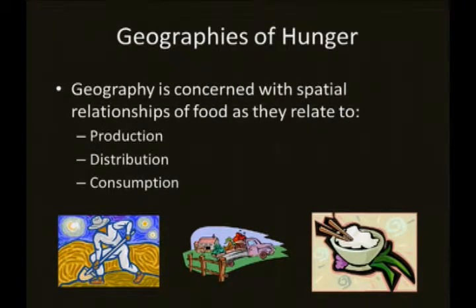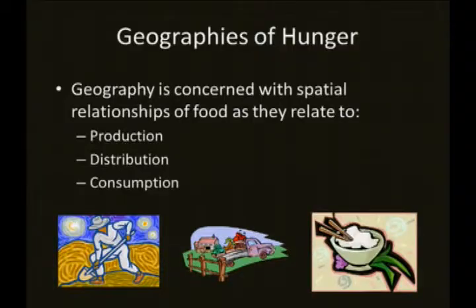So how does geography apply to hunger? Geography is primarily concerned with these spatial relationships of food, as they relate to 3 different levels. The first one we might talk about with geographies of food or geographies of hunger is that geographers may look at things like agricultural production or food production. What types of things might we look at? We could certainly look at agricultural patterns. We could look at climate. Certainly climate has an impact on what types of products you can grow or produce where. And so that's the first level of it.